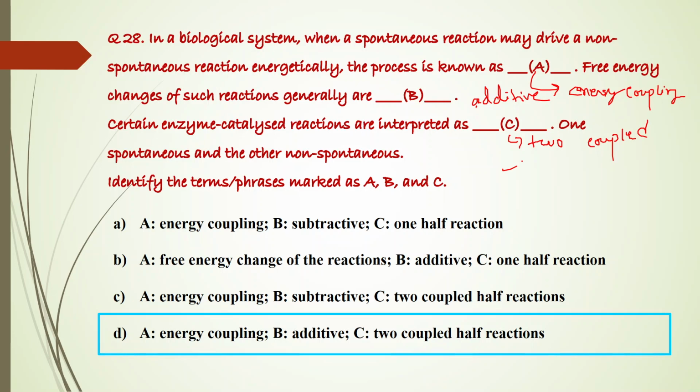So accordingly what should be the correct option? The correct option should be option number D. Energy coupling, they are additive, and in case of enzymes they are known as two coupled half reactions.